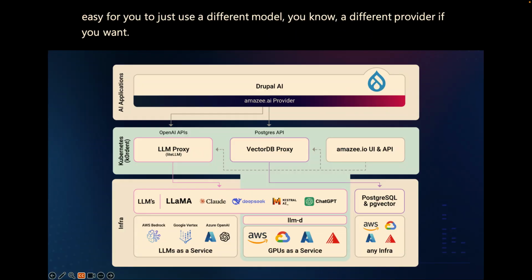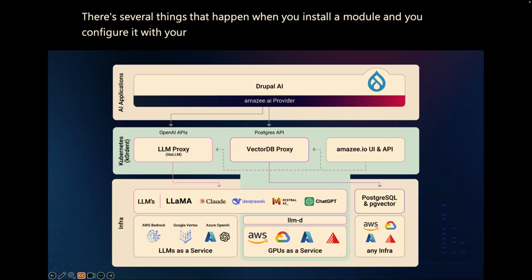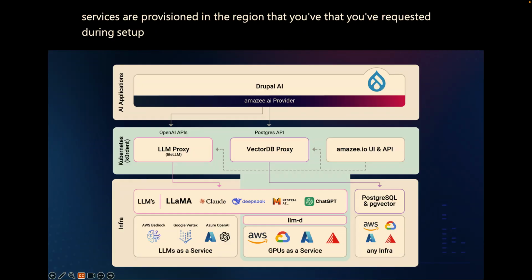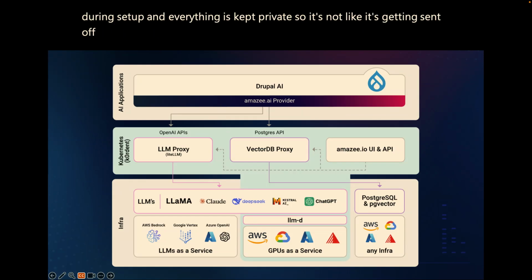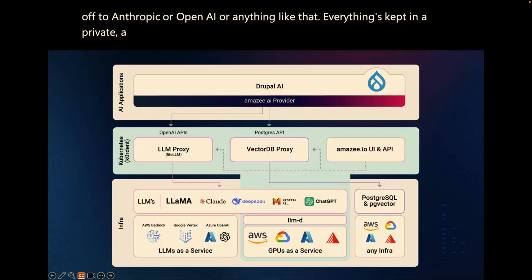There are several things that happen when you install a module and you configure it with your email address and desired region. The first is that the services are provisioned in the region that you've requested during setup. And everything is kept private. So it's not like it's getting sent off to Anthropic or OpenAI or anything like that. Everything's kept in a private repository that isn't logged.